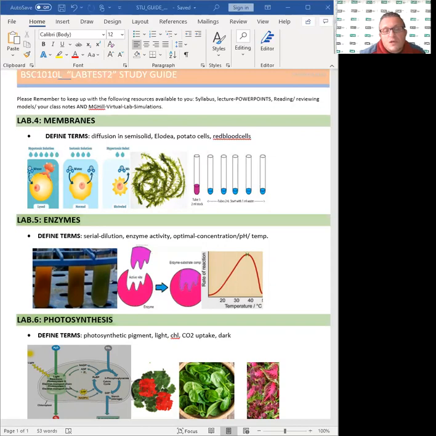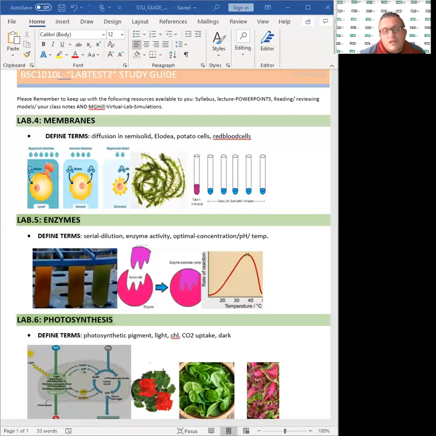Basically, it's about the most important reaction in the biosphere: photosynthesis, pigments, light, chlorophyll, CO2 uptake, light versus dark, and different light wavelengths. Remember, photosynthesis has light reactions and the Calvin cycle. Remember the formula: in order to start photosynthesis, we must have water, light, chlorophyll, and CO2. The products are oxygen, sugars, and water again.